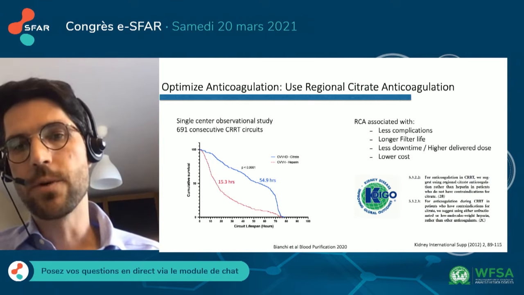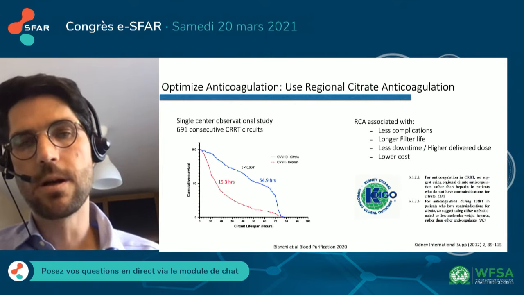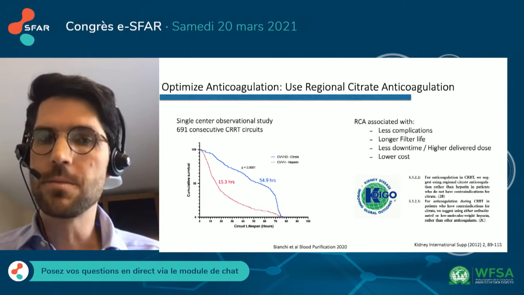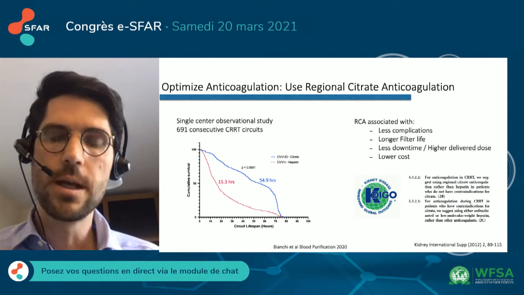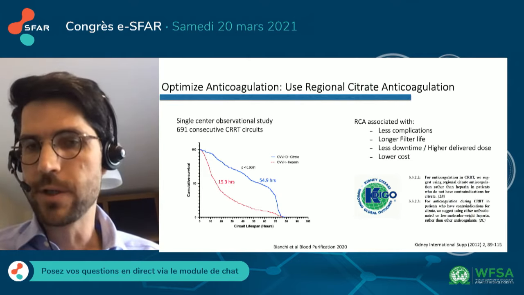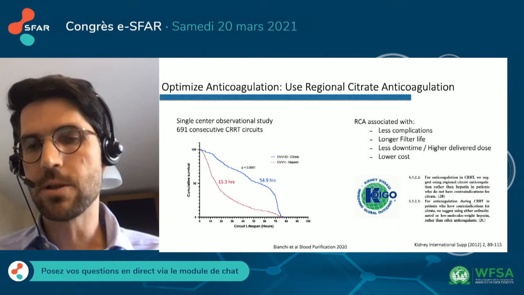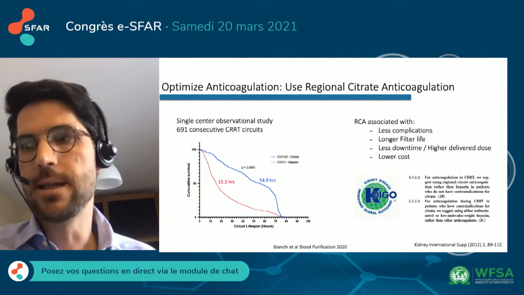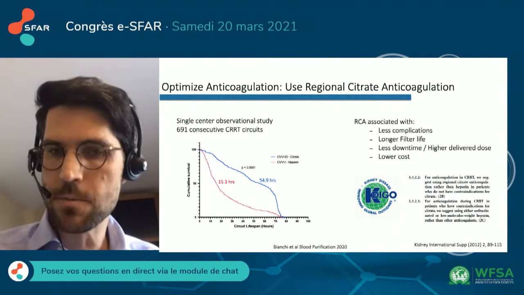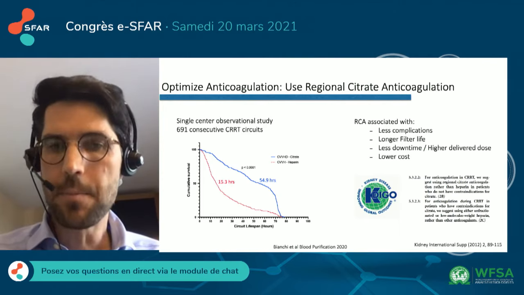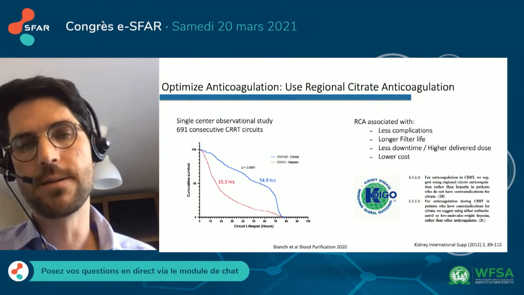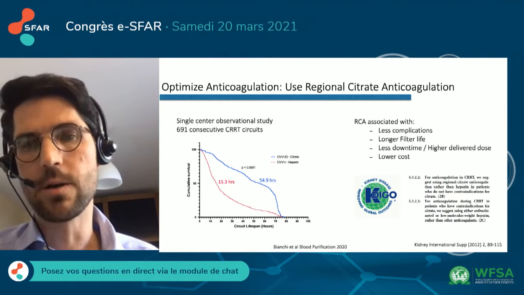Here, I'm showing some data obtained in my center, and this is real-life data. It's not a randomized control study, but it's a reasonably large number of circuits that we retrospectively looked at, and this is the filter life. The red line is the filter life of those circuits run in CVVH mode with heparin anticoagulation, and the blue line is those circuits run in CVHD mode with citrate anticoagulation.